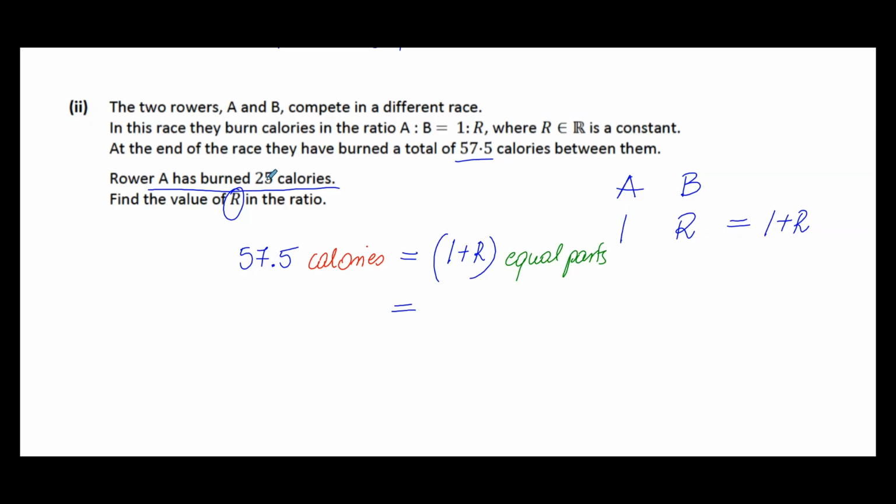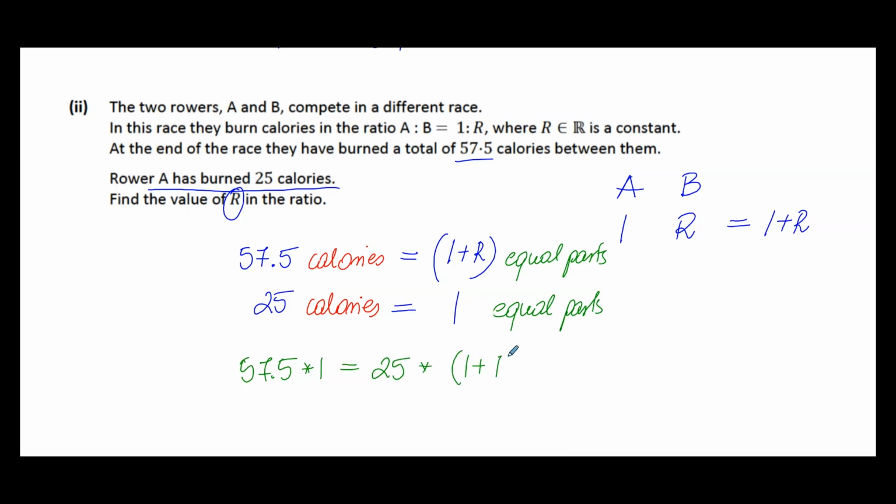So again, what we know this time is that 25 calories went to row A, and row A got 1 of those equal parts. So again, how do we solve it? Cross multiply. So 57.5 multiplied by 1, and on the other side 25 multiplied by our bracket, 1 plus R.